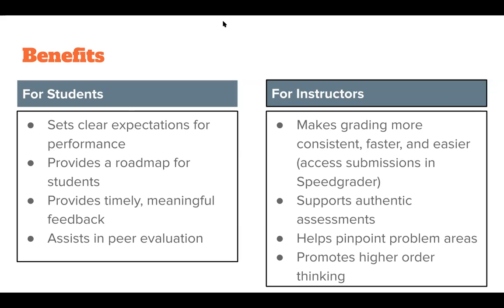SpeedGrader, supports authentic assessment. So being able to look at different types of assessments you may use in your class, having a rubric with those clear guidelines really supports being able to think through the types of assessments you provide. Helps pinpoint problem areas. This is a really good point for faculty to think through. Like if you are consistently seeing that all students are scoring low in a specific rubric, what are some things that you might be able to do to support students in your class? Or there's some tweaks that may need to be made.